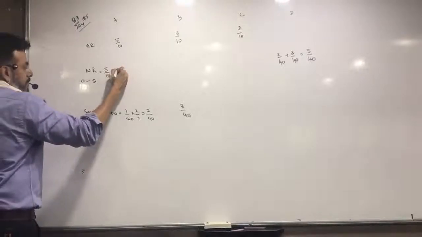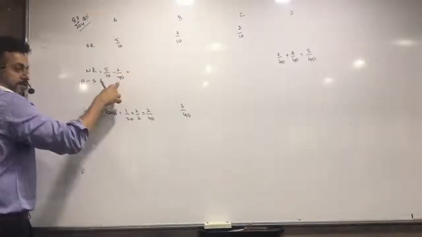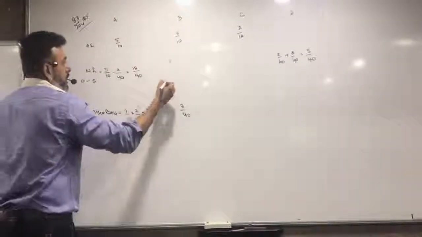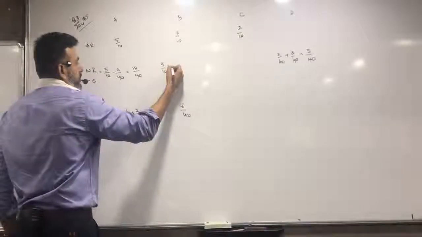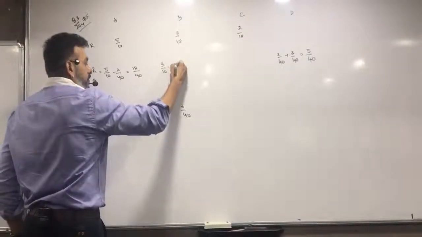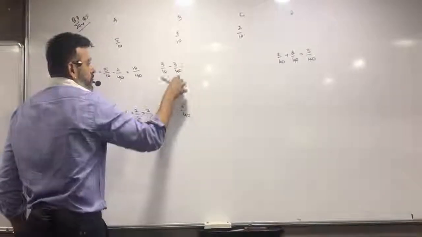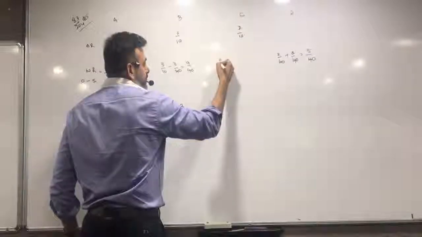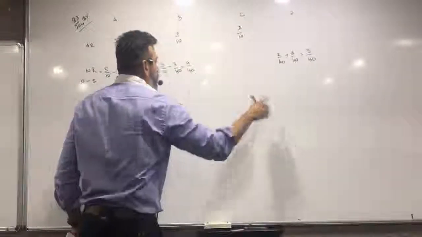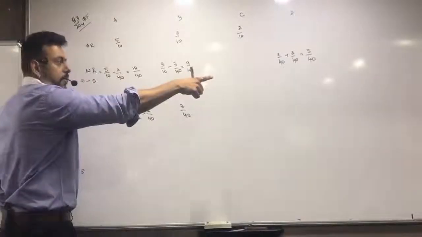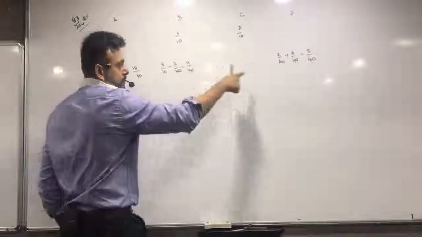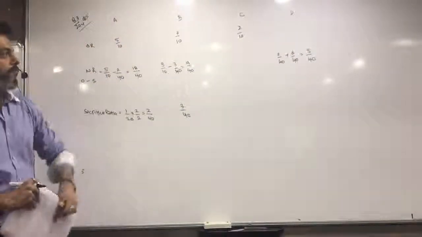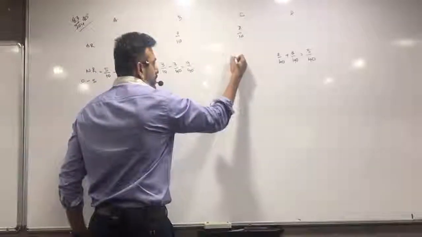So 5 by 10 minus 2 by 40. LCM is 40. 4 5s are 20 minus 2 is 18 by 40. 3 by 10 minus 3 by 40, 12 minus 3, 9 by 40. And this is 2 by 10. Wait, what we can do is the remaining one. Okay, 18 and 9 and 5. 18 and 9 is 27 and 5 is 32. So how much will remain? 8 by 40.